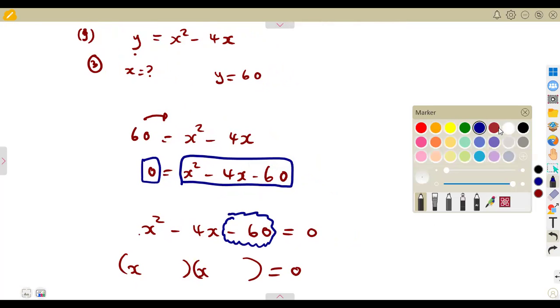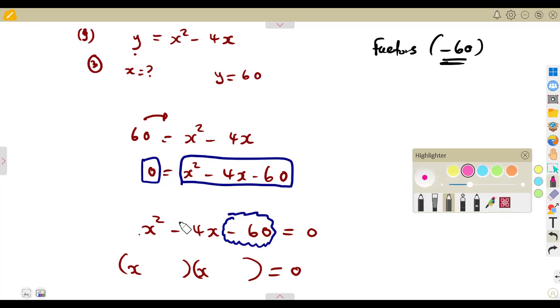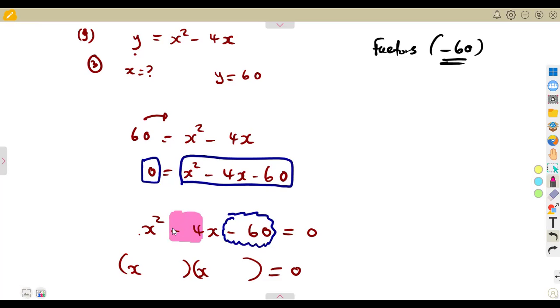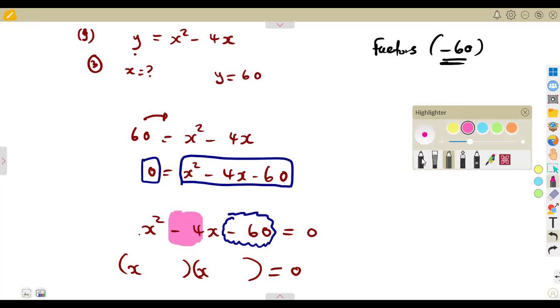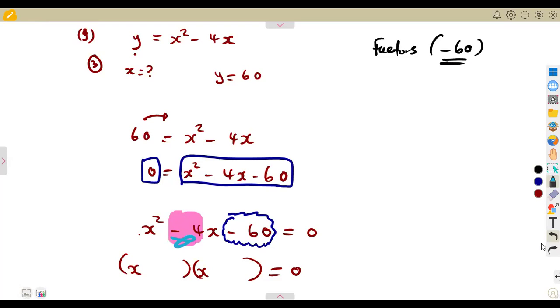We need the products there. What are the factors of negative 60? Two numbers that you multiply, you obtain negative 60. But if you add these two numbers, you must obtain a minus 4. That is where you are controlled. It's not just to multiply and get a negative 60. After that, if you add, you must get a negative 4.